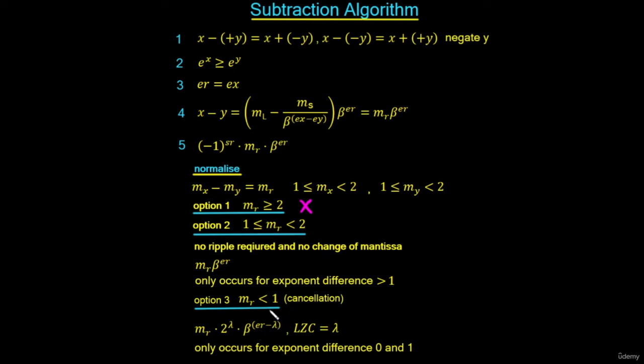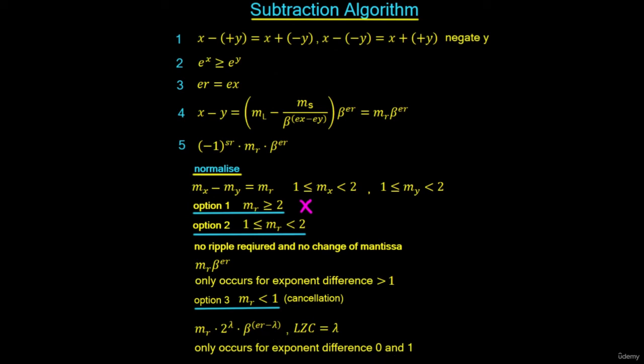Now, the interesting thing about this one is that this leading zero count and the cancellation will only occur whenever the exponent difference is a value of 0 or a value of 1. Now, we did look in the previous video and we saw whenever we had a difference of 0, whenever we did the subtraction, but we could have a difference of 1.